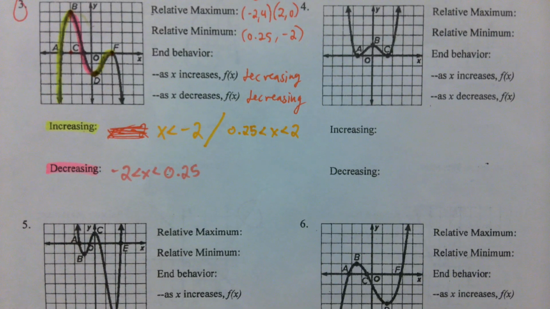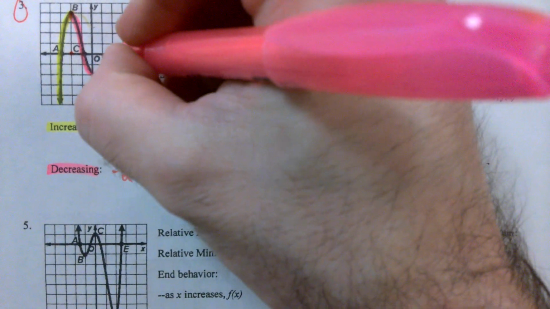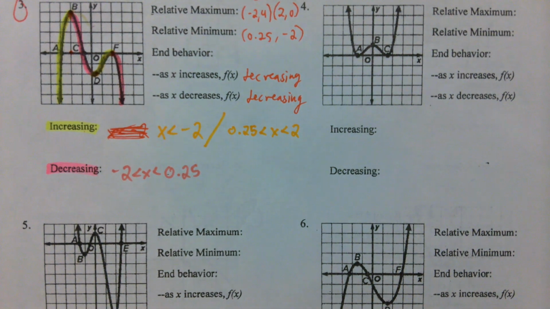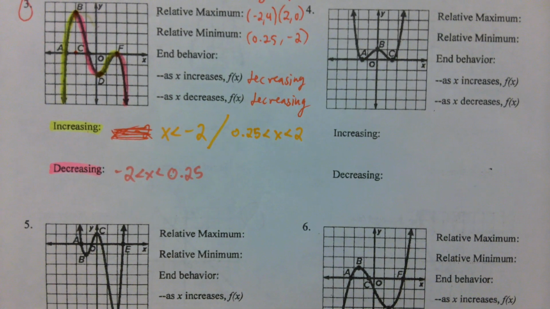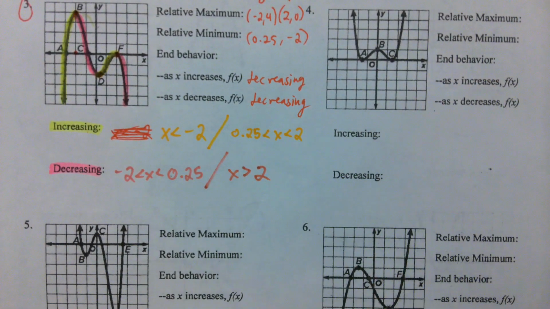Again, that's my increasing. I hit my relative maximum at point F, which means I'm changing directions. I must be decreasing now forever, anywhere to the right of +2. Yes. So x is greater than 2.